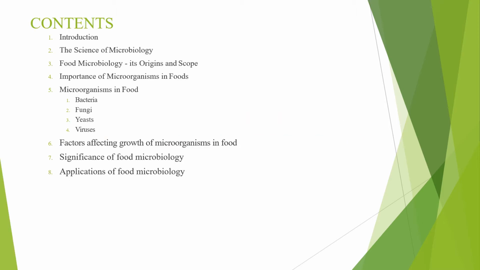The contents include first an introduction, next the science of microbiology, next the origin and scope of food microbiology, the importance of microorganisms in food, and also the food associated microorganisms including bacteria, fungi, yeast and viruses. Next are the factors which affect the growth of microorganisms in food items. Next is the significance of food microbiology and the applications of food microbiology.